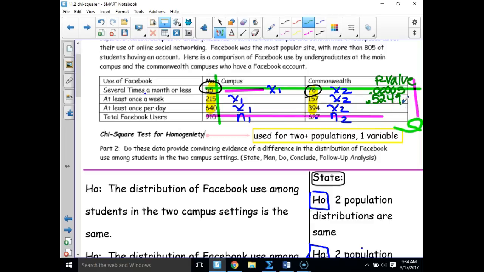Yeah, it's always H-naught that the two are equal. So we assume they're equal, and now we're saying for once a week, are they different? And what do we find? They're not different. The people at the main campus versus the Commonwealth, the proportions are not significantly different. Okay, now what about the last one? What did you guys get for a p-value over here? Over here, 0.002.